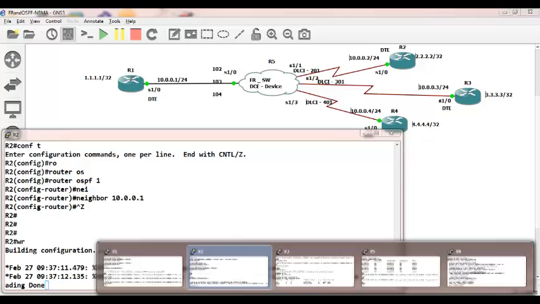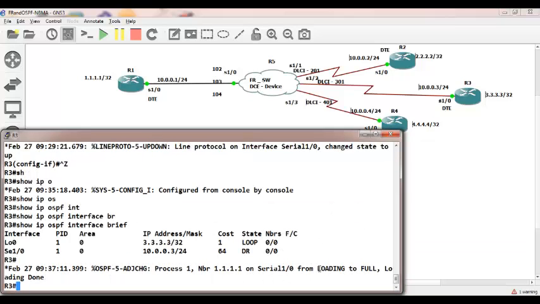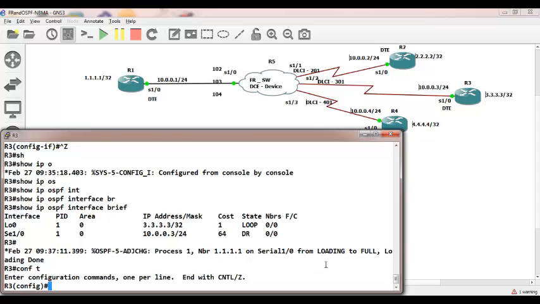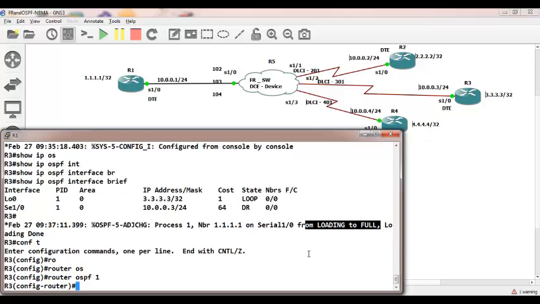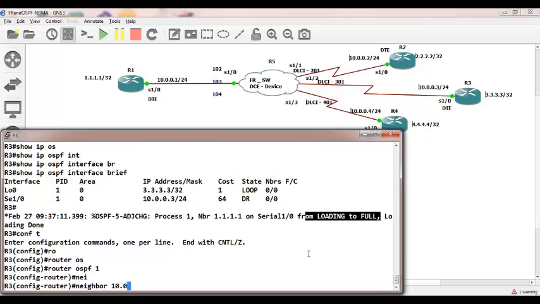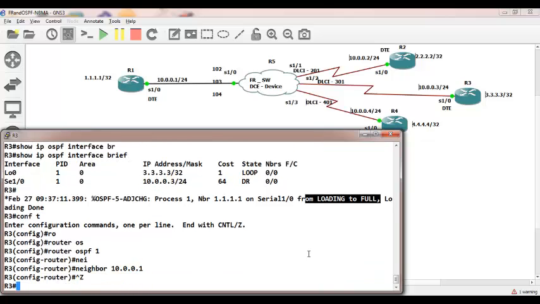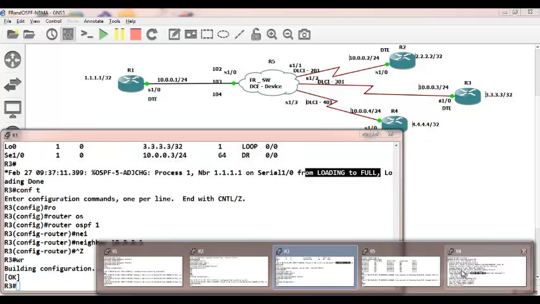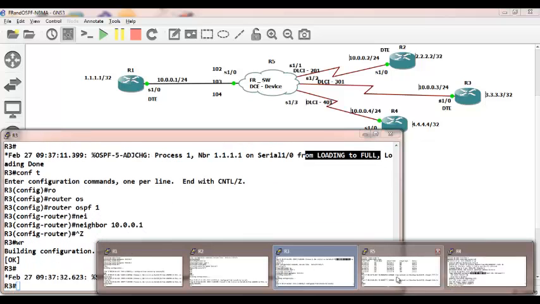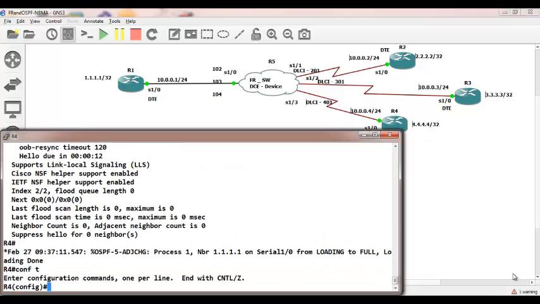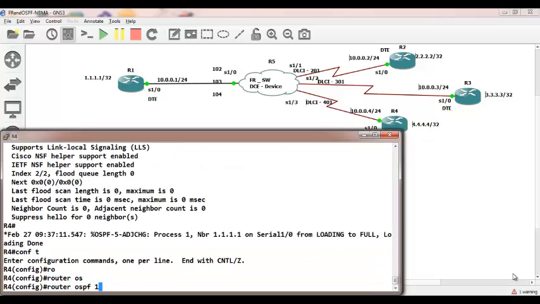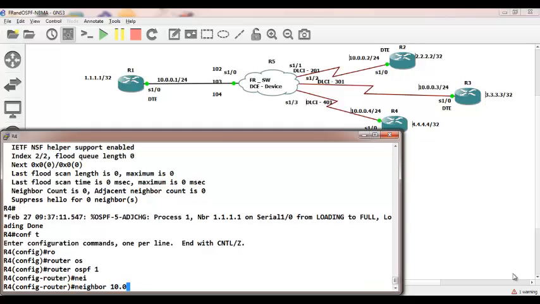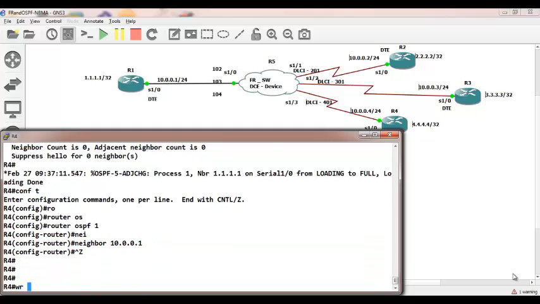I'll go to router 3. You have to configure on either side. If you configure on one side itself, it will come, but it's not good. Have to do it on all sides. Router OSPF 1 neighbor. Done. Now only the neighborship will come.